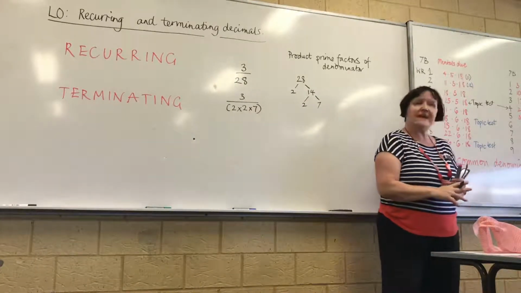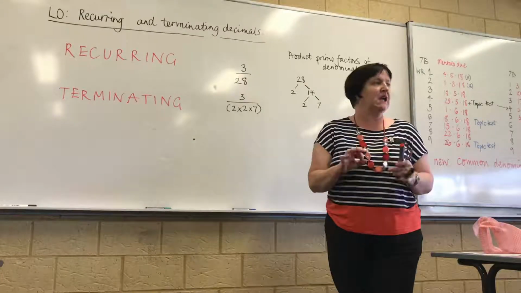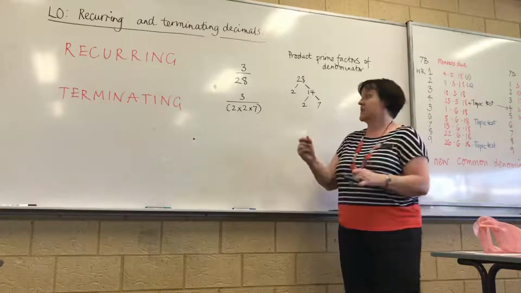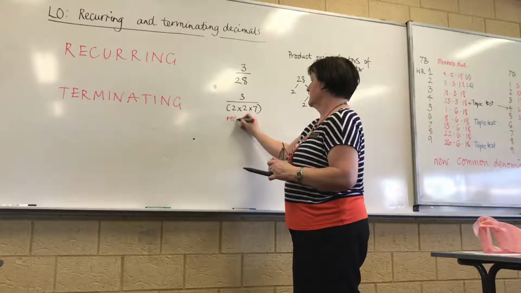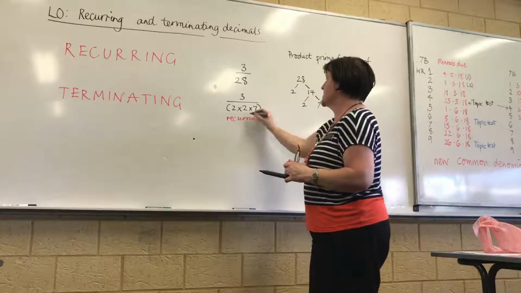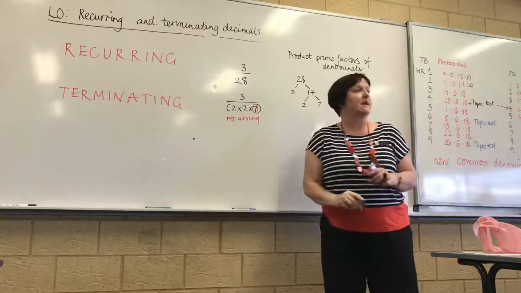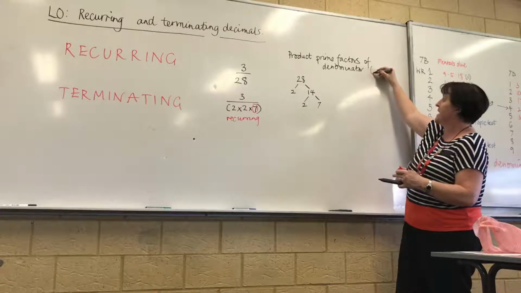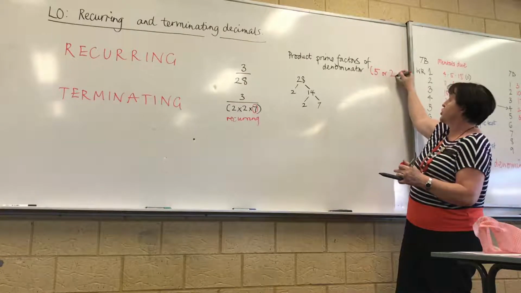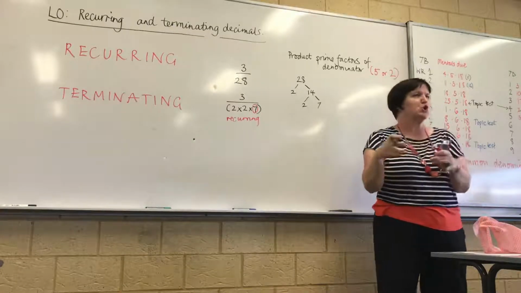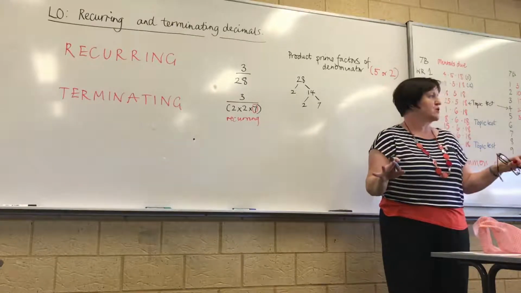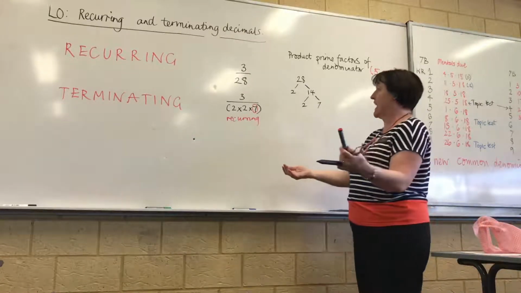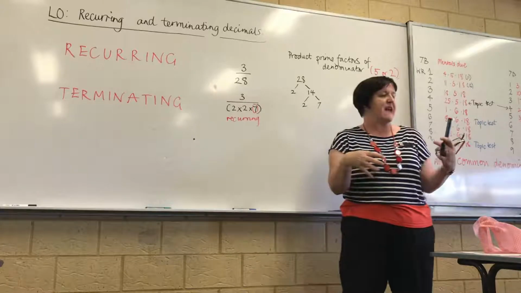So what does that tell us? Is this going to be a terminating or a recurring decimal? It's going to be recurring, because I've got a 7 in the product of the prime factors. The product of the prime factors of the denominator has to be only 5s or 2s. So it's going to be a recurring decimal. So do it now on your calculator. 3 divided by 28.